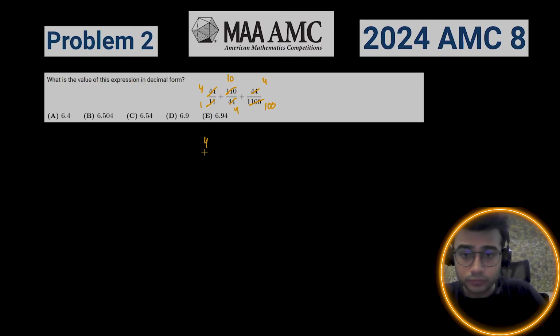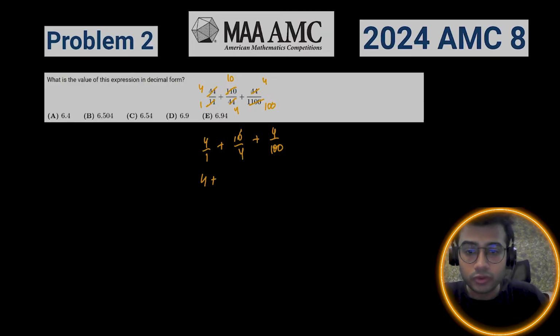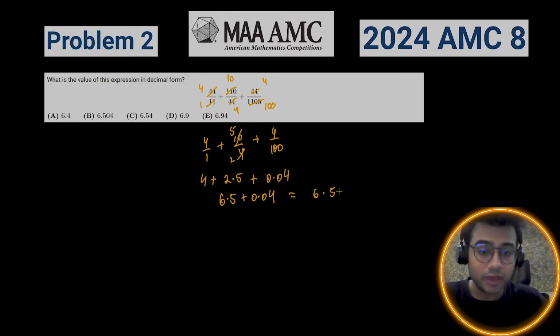So it becomes 4 over 1 plus 10 over 4 plus 4 over 100, which we can just write in decimal form. So that's just 4. 10 over 4 is just 5 over 2, which is 2.5, plus 4 over 100 is just 0.04. Adding these is super easy. 4 plus 2.5 is 6.5, plus 0.04 is 6.54. So the answer is C.